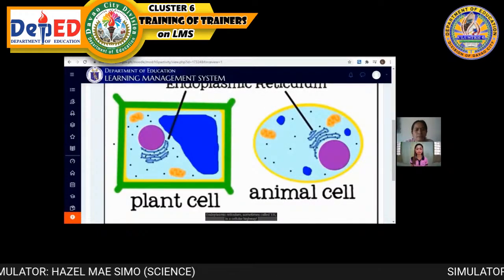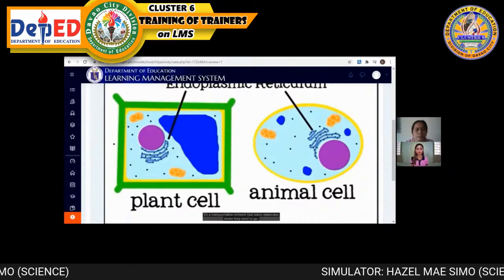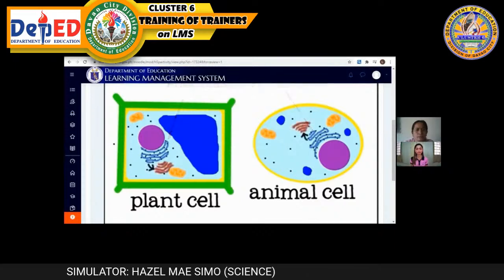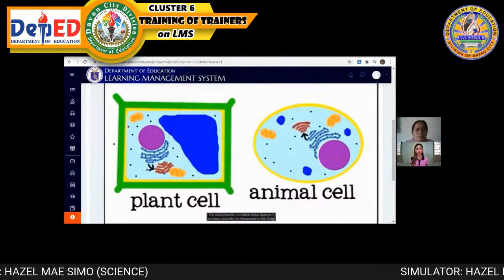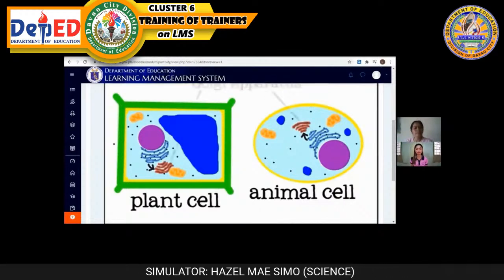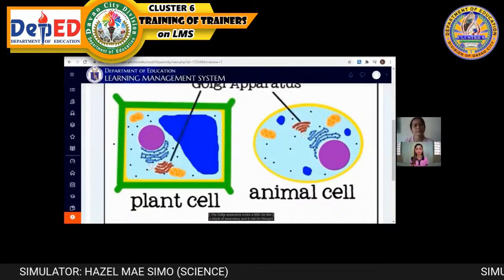Endoplasmic reticulum, sometimes called ER, is a cellular highway. It's a transportation network that takes molecules where they need to go. The endoplasmic reticulum helps transport proteins made by the ribosomes to the Golgi apparatus.